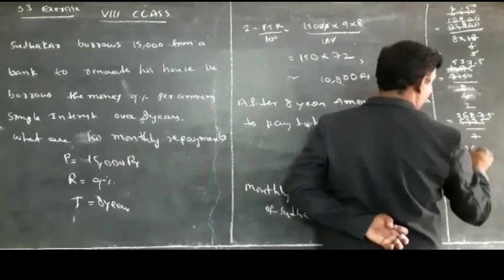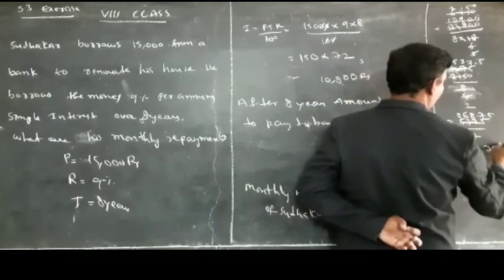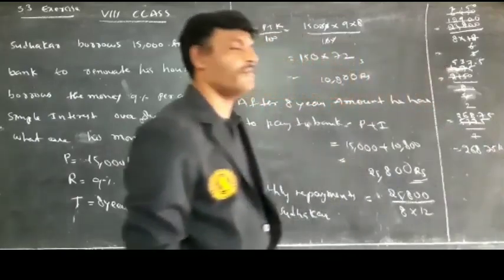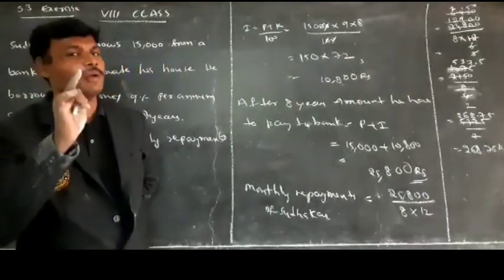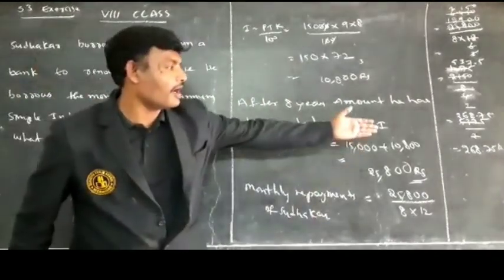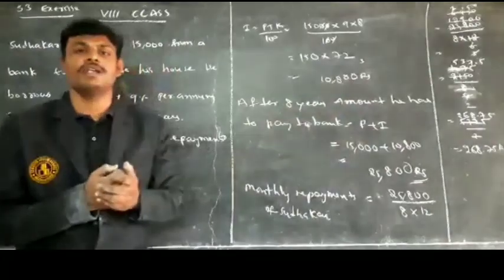So what is the monthly payment? 268.75 rupees. So what is the monthly installment? The monthly installment of Sudhakar is 268.75 rupees.